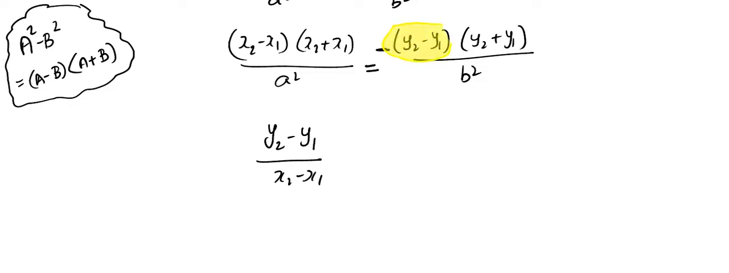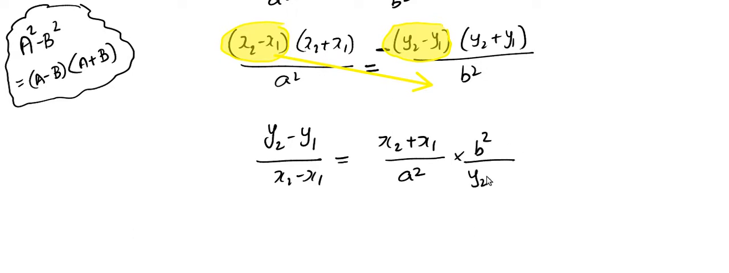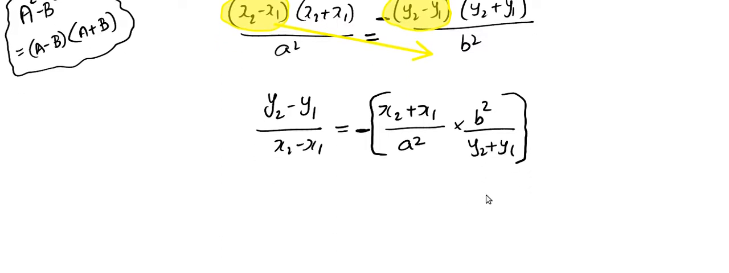Yeah, this is what we want. And what I did is I just did cross multiplication. I just took it to this side. This will be equal to x2 plus x1 by a square times b square by y2 plus y1. And of course, who can forget that negative? And it is safe to put a bracket. Okay, so I hope you're 100% okay with this. So I'm going to write.